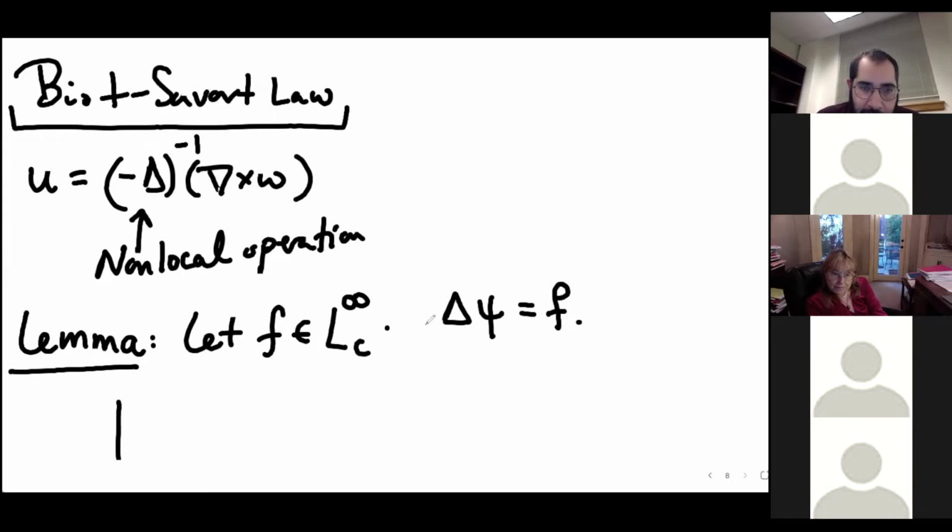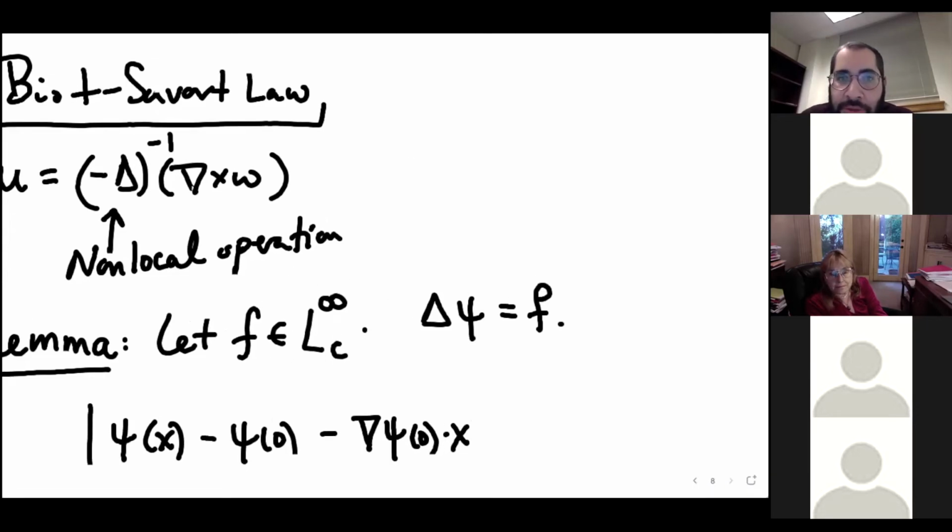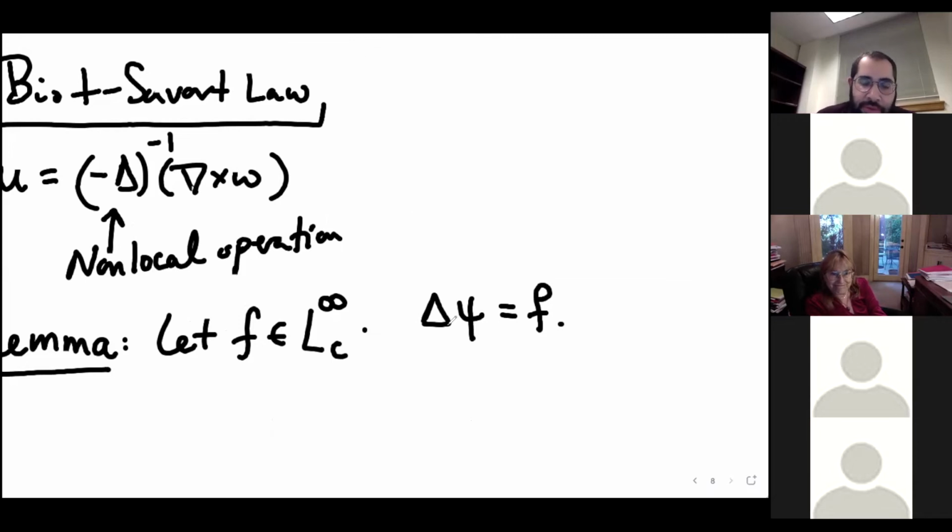Then consider psi of x minus psi of 0 minus gradient psi at 0 dot x. So this is like the first order Taylor expansion. Remember that when f is just bounded, so I know I'm not going to have enough room here, sorry, we know that the stream function, the solution of this equation, is essentially going to be C2, but not really. There's a correction you have to make, and that's what I'm going to explain now.